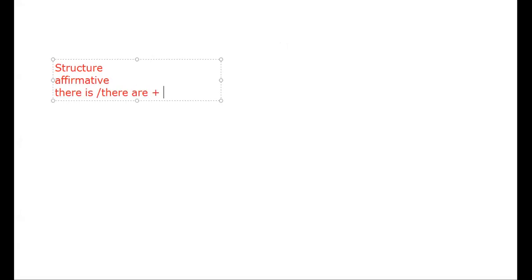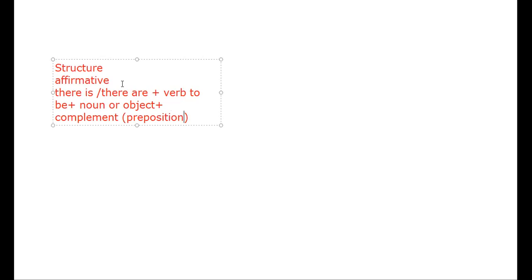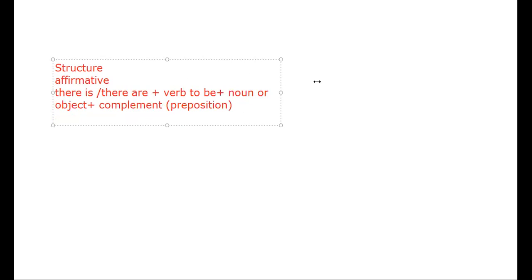Yes? So in the affirmative way, we have there is or there are, plus, in this case, the verb to be, plus the object or the noun, plus the complement. You can also add a preposition as a complement. I'm going to give you the example.